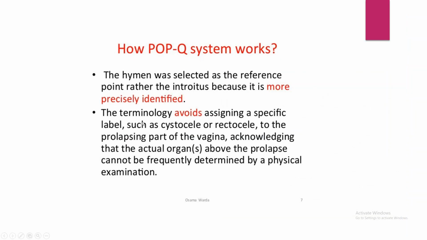Here, the hymen is selected as the reference point. The basic reference point is the hymen, rather than the introitus, because it is a precisely identified point. This terminology avoids assigning a specific label, so it is not going to tell you whether it is a cystocele or rectocele. You are not going to define the prolapse as cystocele or rectocele, but we are going to define the prolapse compartment-wise, whether it is the anterior or posterior compartment.